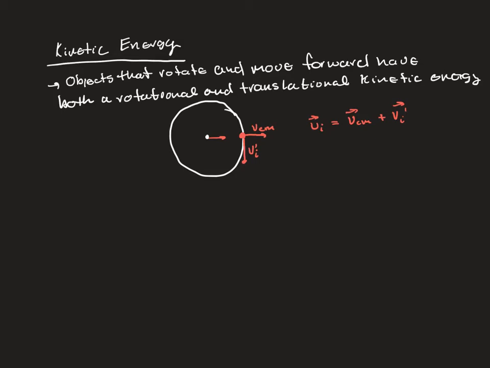Alright, so we know kinetic energy equals 1/2 mass times velocity squared. So in this case, remember, right now we're just dealing with one individual particle. And our velocity equals the vector sum of our two different types of velocity. And since these are vectors, I need to do a dot product rather than actually just squaring them.